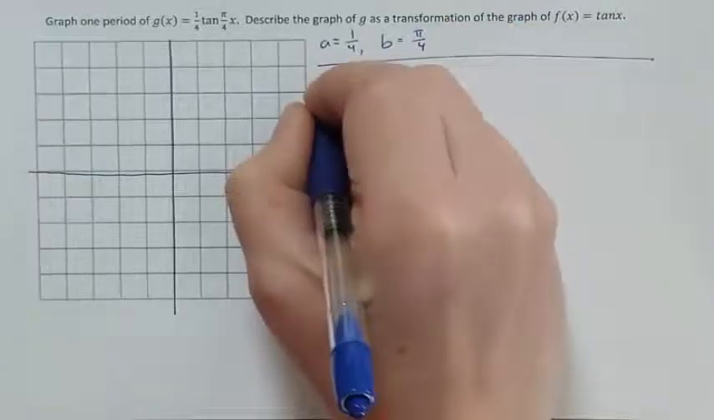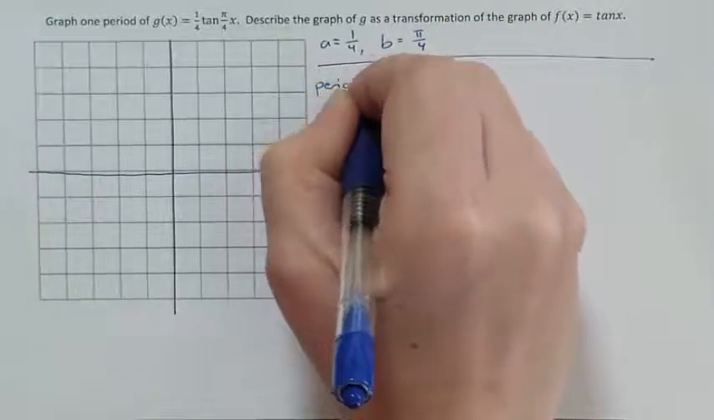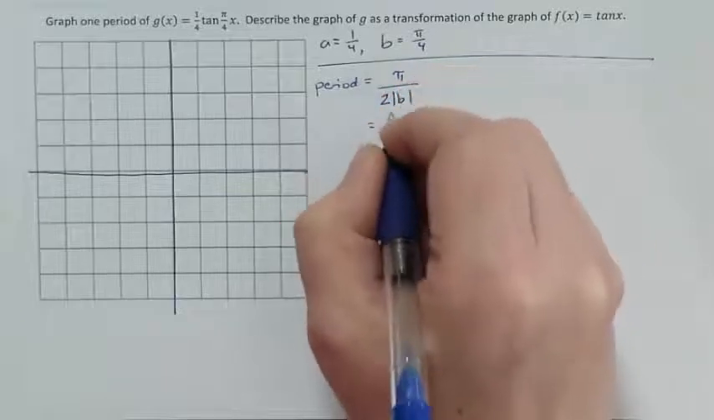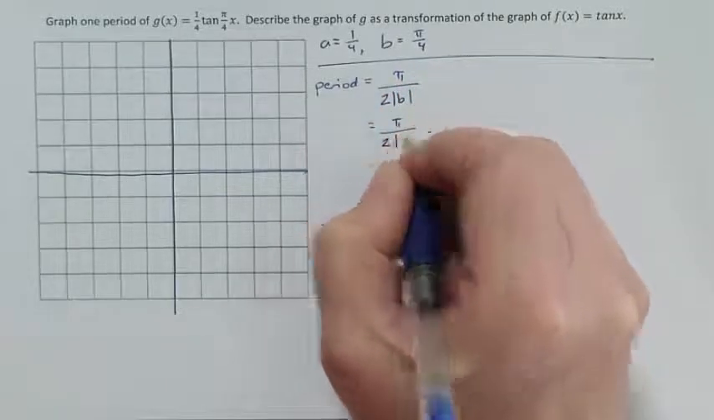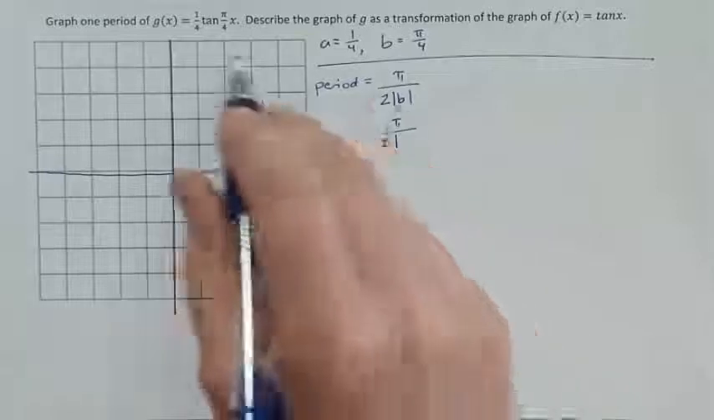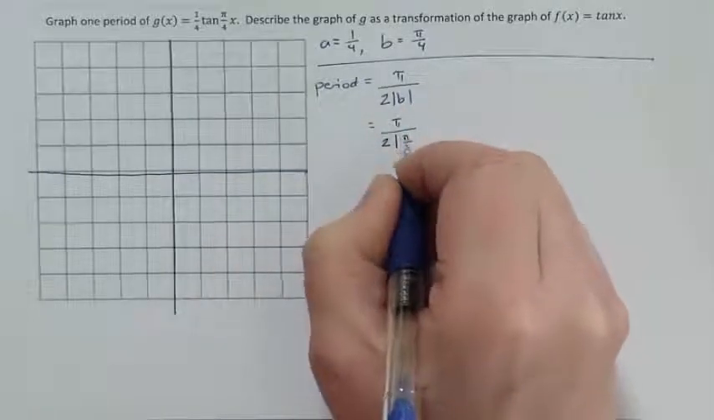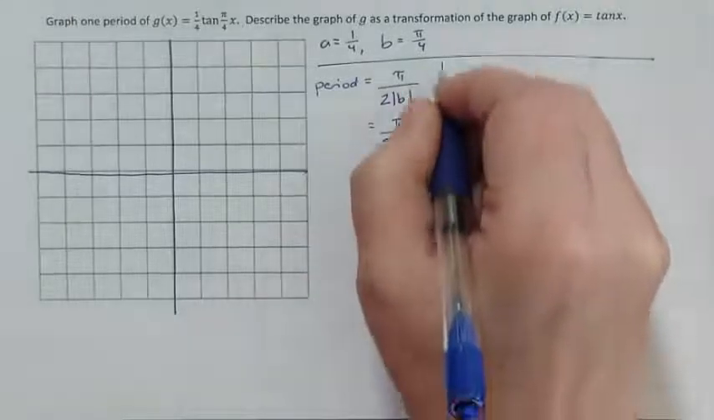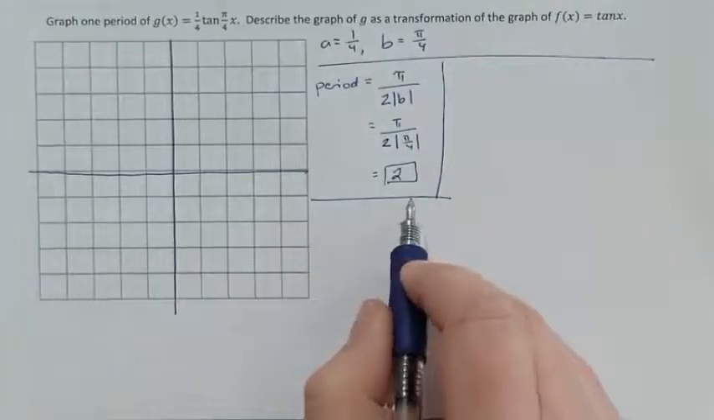From here, I do need to find my period. Period is the equation pi all over 2 times the absolute value of B. So it's pi all over 2 times the absolute value of B, which is pi fourths. So simplifying this, I would have gotten the answer of 2. So my period is every 2.